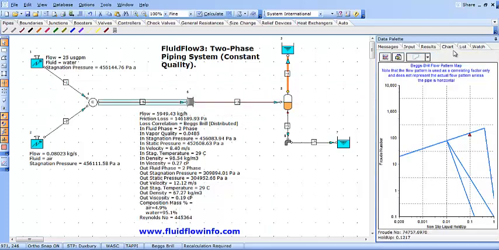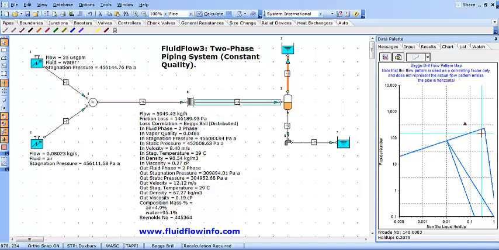We can see here that the flow pattern for the first pipe is in the intermittent region, which is plug or slug flow. And if we look at the second pipe, we can see that we are now in the distributed region, which is more like bubble or mist. These changes in fluid characteristics will therefore have an effect on the calculated pressure loss in the respective pipelines.